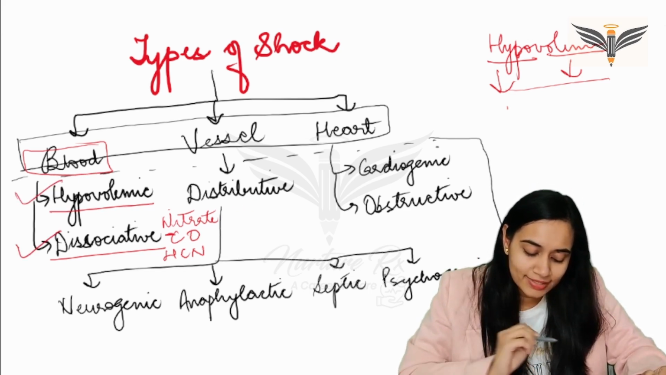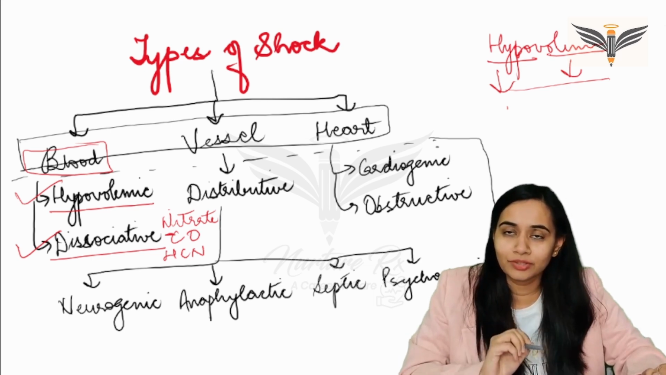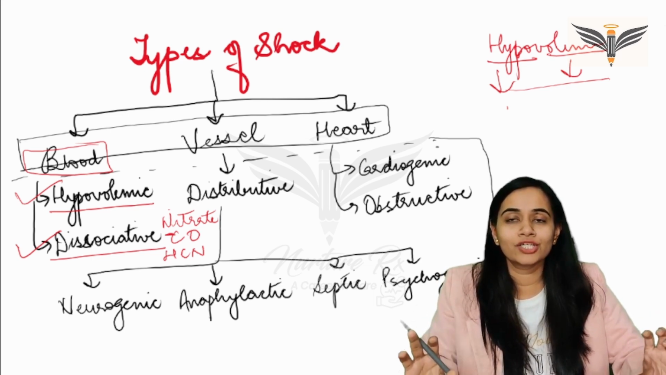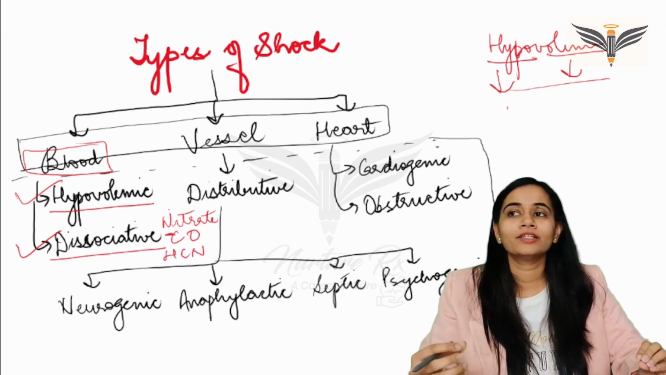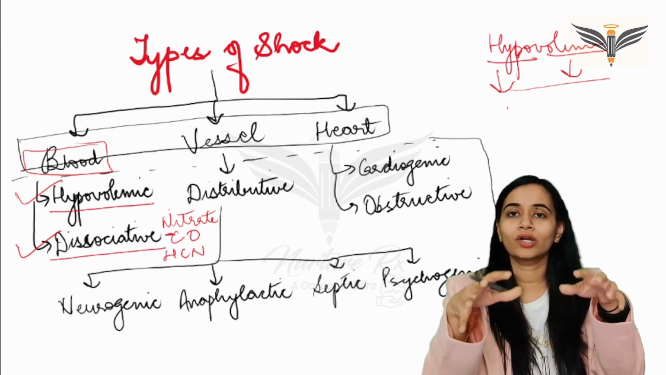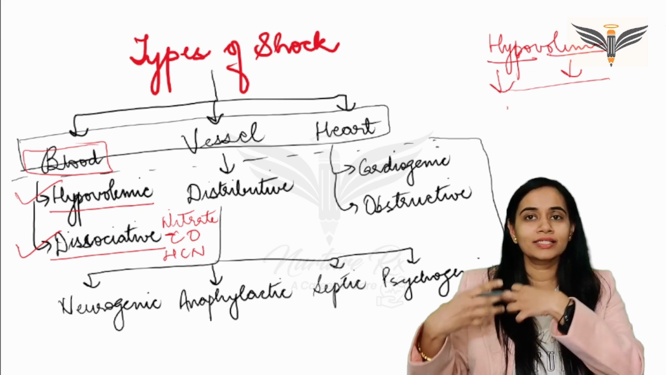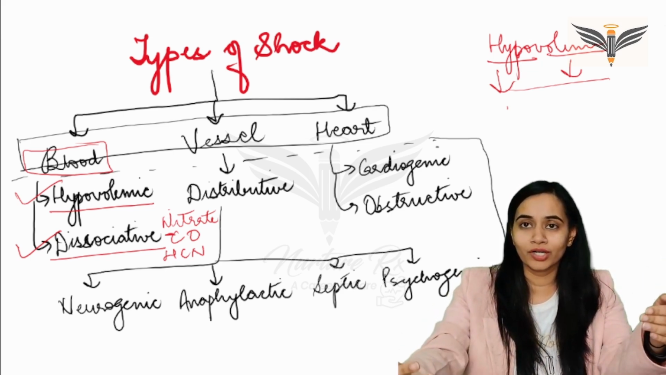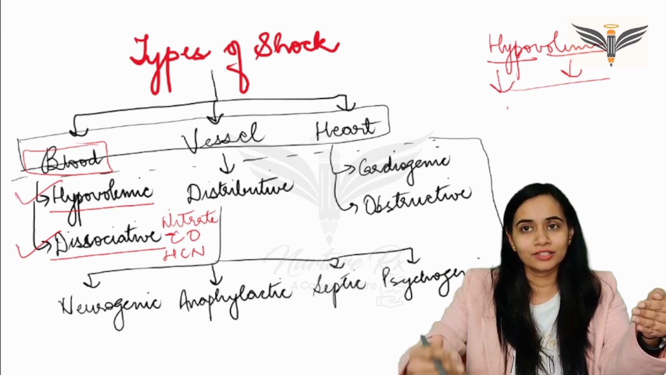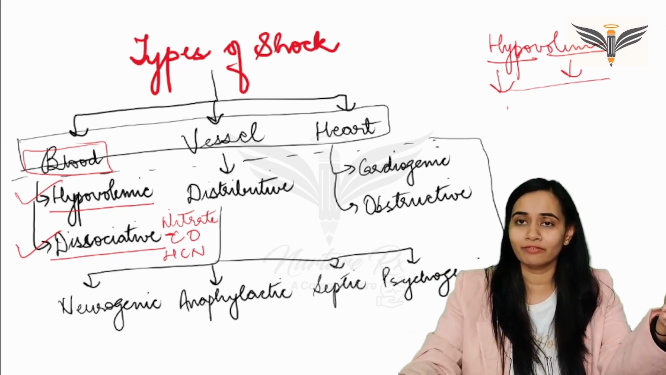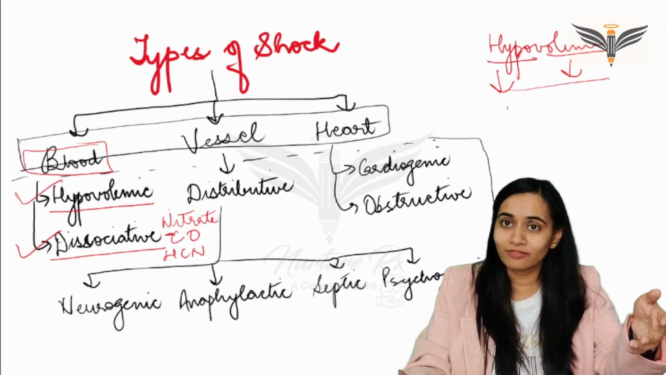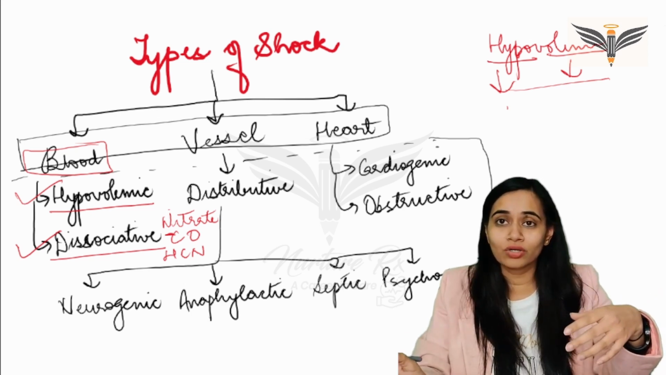Next comes your distributive shock. Distributive shock occurs because of any pathology in the vessel. Why are we calling it distributive? What are the vessels doing? Vessels take the blood from the heart and distribute it all over the body. So if there is any error in the distribution, it is a distributive error. What are the kinds of distributive errors that can cause shock?